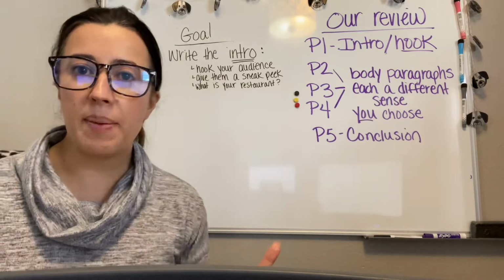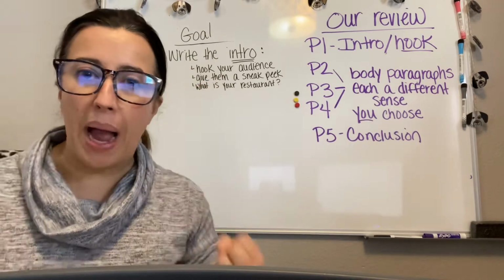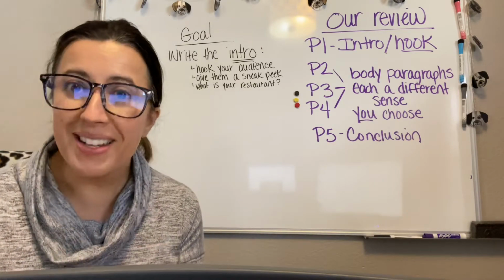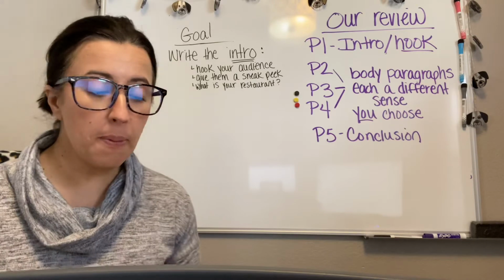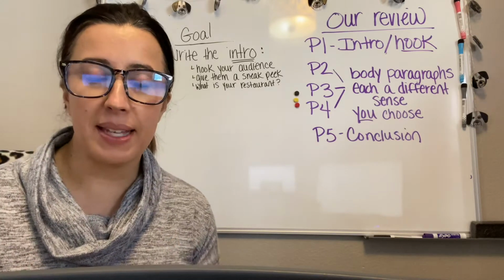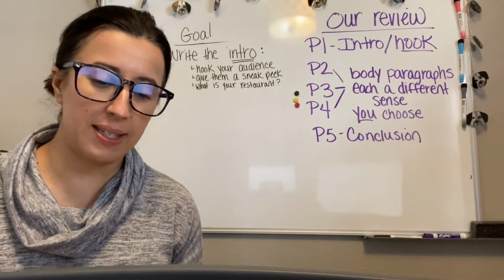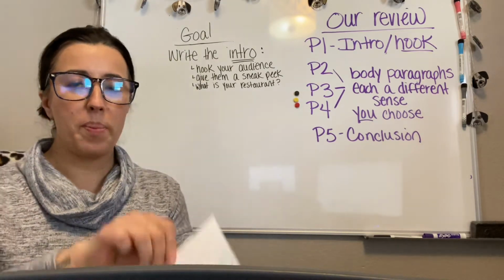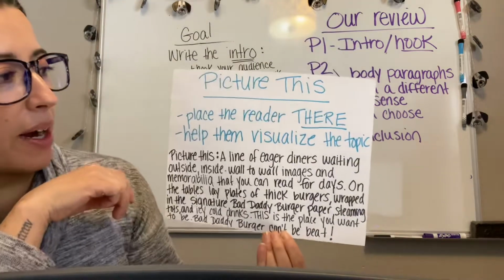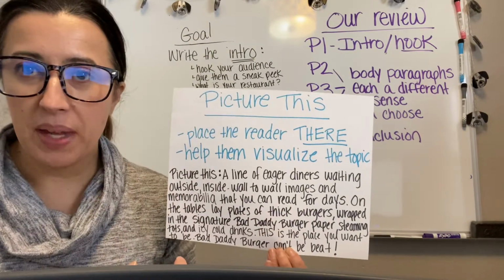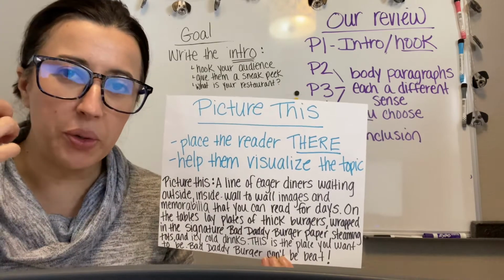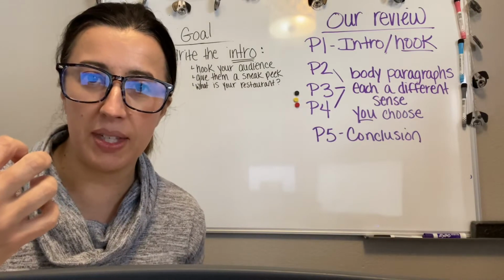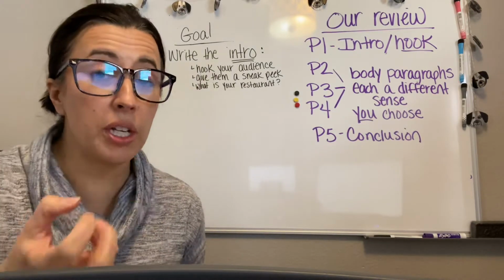Okay, so let's talk about these hooks. You know that a hook is meant to grab your audience. It's meant to grab the reader and say, stop, read me. I'm important. This is awesome. Don't skip it. And I think there's 3 ways that you can hook your audience. The first way is something called picture this. And it is where you place the reader there. You create this visual for your readers so that they read this introduction and immediately they can picture themselves there. It's a great strategy to hook your audience.